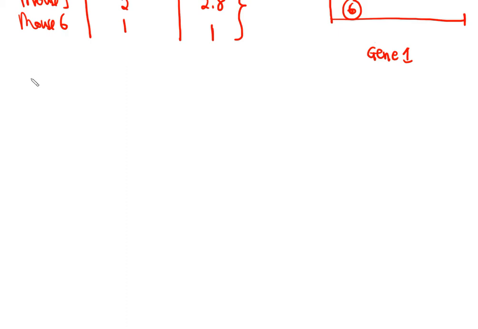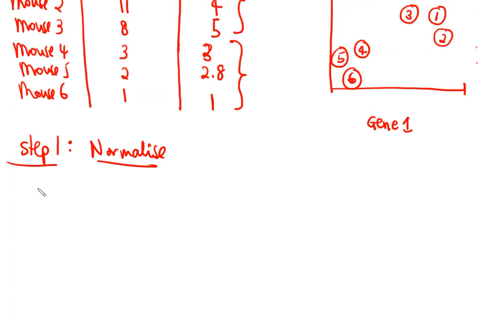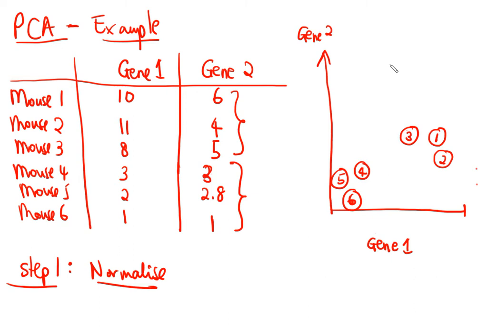Let's do this in steps. Step 1, like we said in the previous video, we have to normalize. I'm going to draw a lot of graphs in this video because I want it to be visual. If you can visualize it, hopefully it will be easier to understand. So let's visualize it.